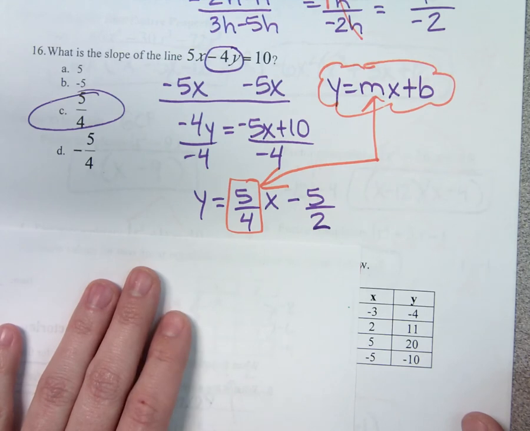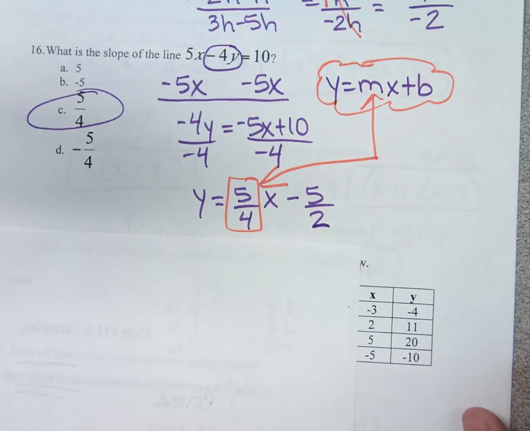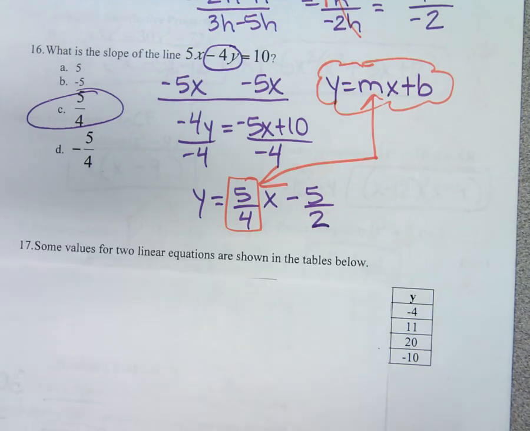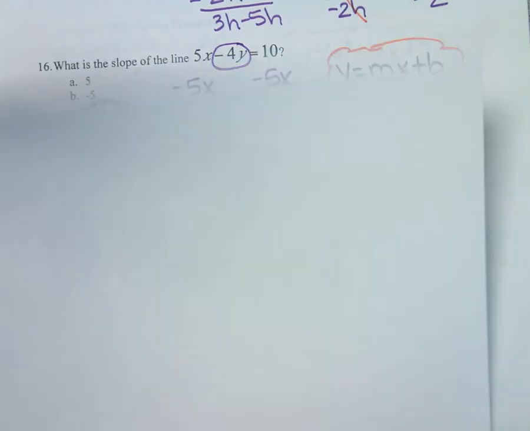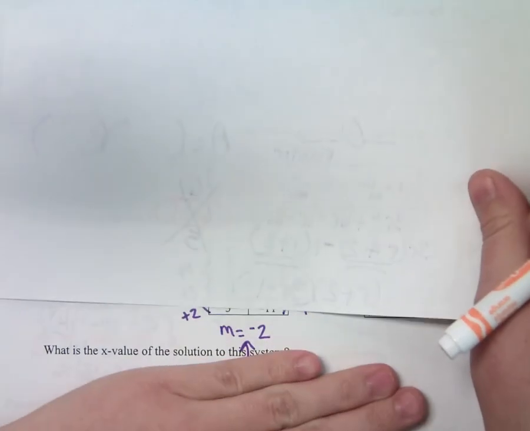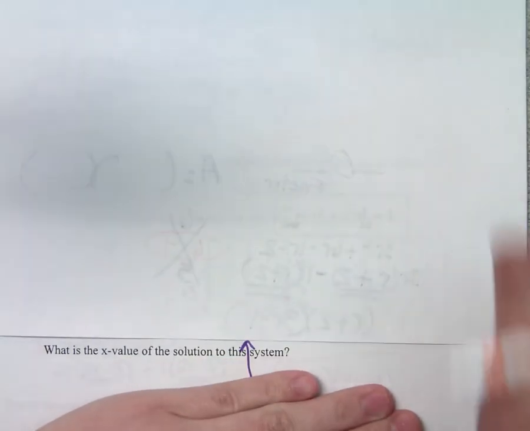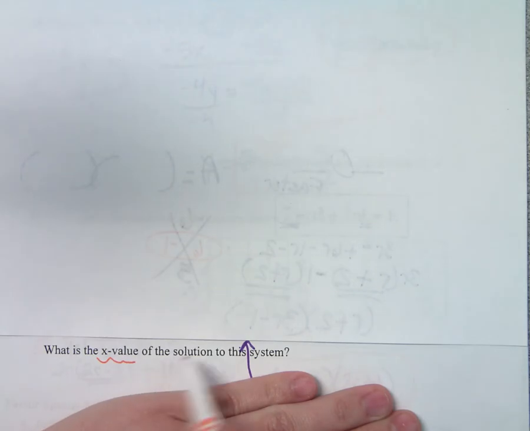Okay, this last one. It's kind of a doozy. So I'm going to show you a couple ways. One's with the calculator to make life a little bit easier, and one is going to be by hand. So it wants to know, I don't want to show you too much, I already have some of this worked out. It wants to know what the x value is to the solution of the system.